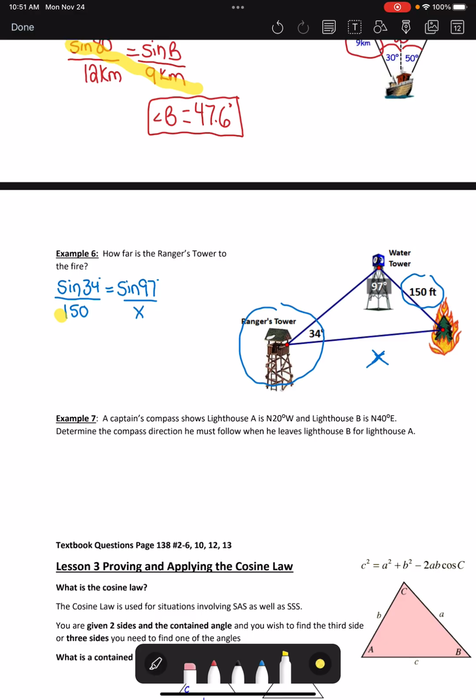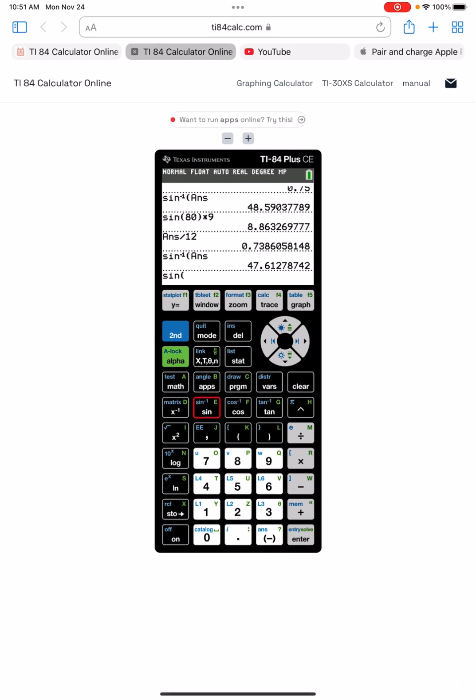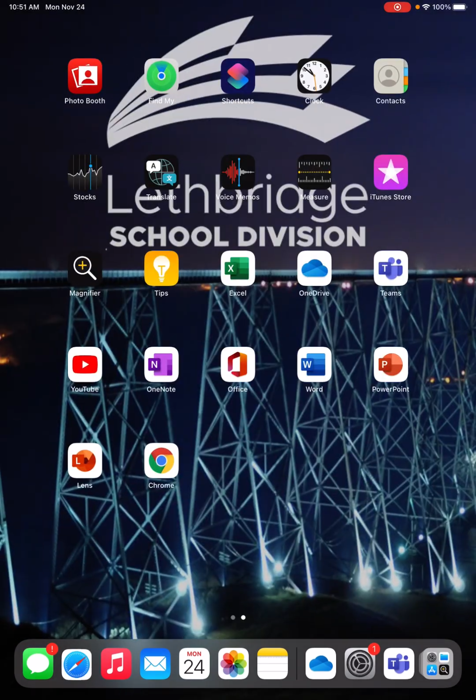So then from here, I'm going to cross multiply and divide. So I have sine 97, close the bracket, times 150, enter, divided by sine 34, close the bracket, enter, and that gives me 266 feet.